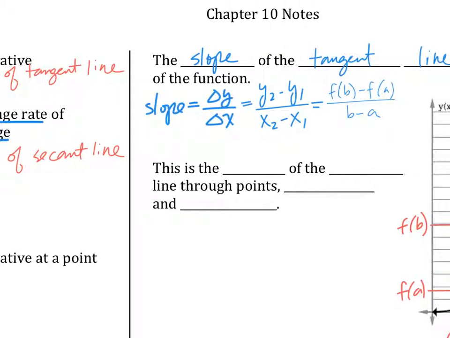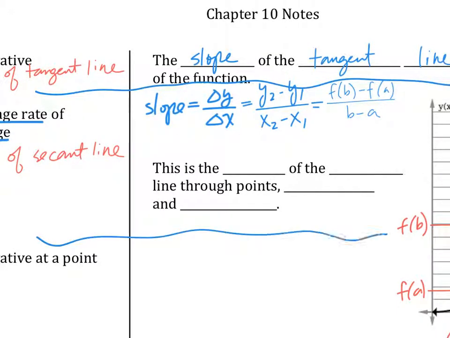Okay, so let me just write it here so then we know it's different. This is the slope of the secant line, and secant line always has 2 points, so it's through the 2 points A comma f of A, and then B comma f of B.